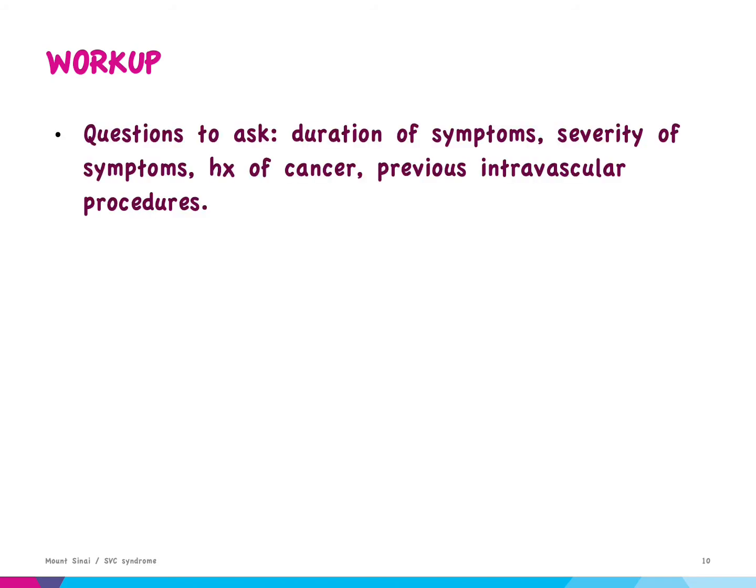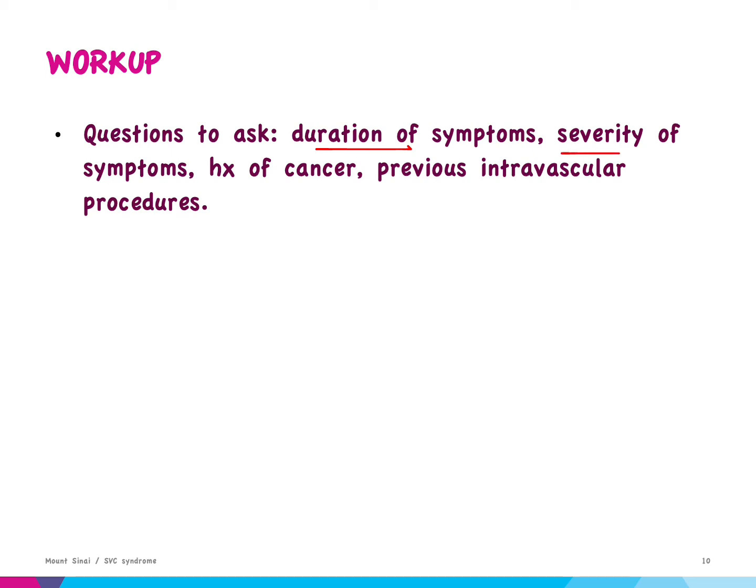So what do we do when we see one of these patients? Our workup will be, of course, first of all, getting a history of the patient. So trying to understand the duration of symptoms. Because if the patient has symptoms for only 2 days, then we know that the obstruction is very acute, versus a couple of weeks or some months, which means that the obstruction is progressing very, very slowly.